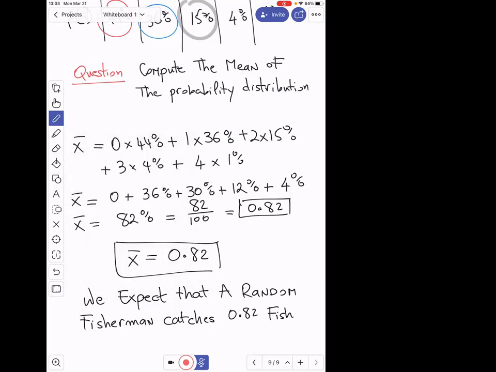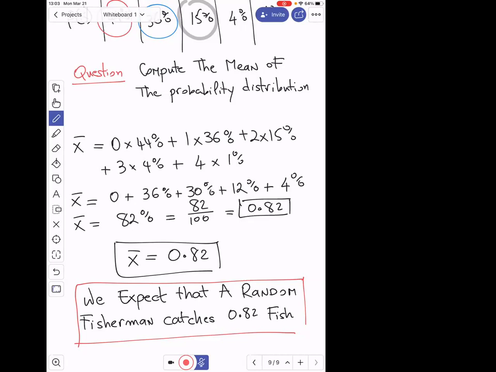So again, you always think of the X bar, the mean, as the expected number. You select a person at random, so the X bar will be the expected number. Here we are talking about the number of fish caught by the fisherman, so the mean is the expected number of fish caught by a random fisherman. Does this make sense to you guys? That's what we mean by the mean of this probability distribution in this problem.